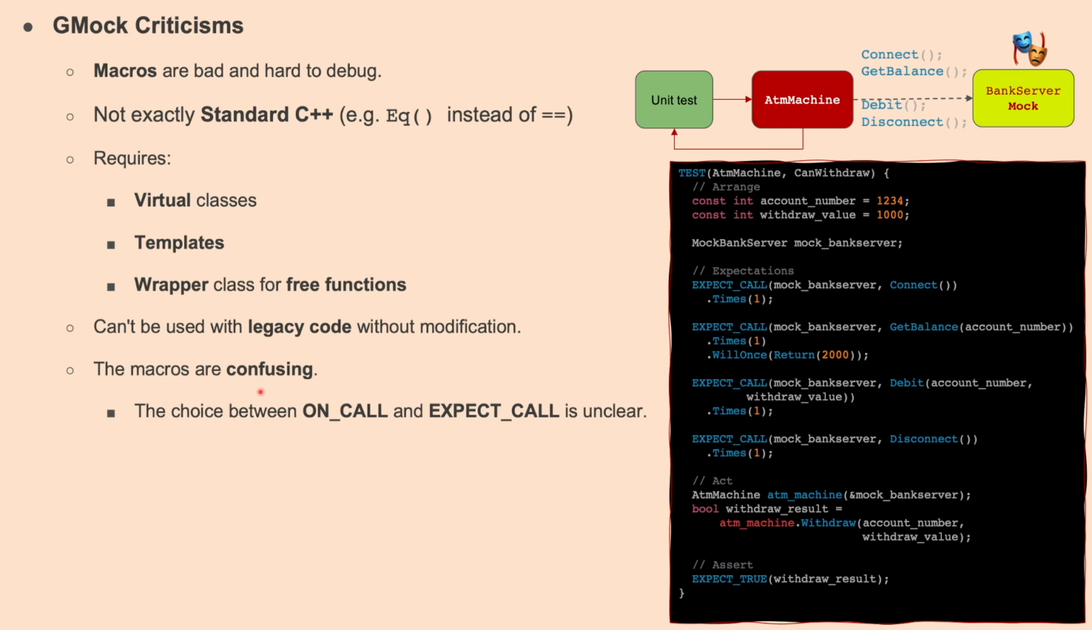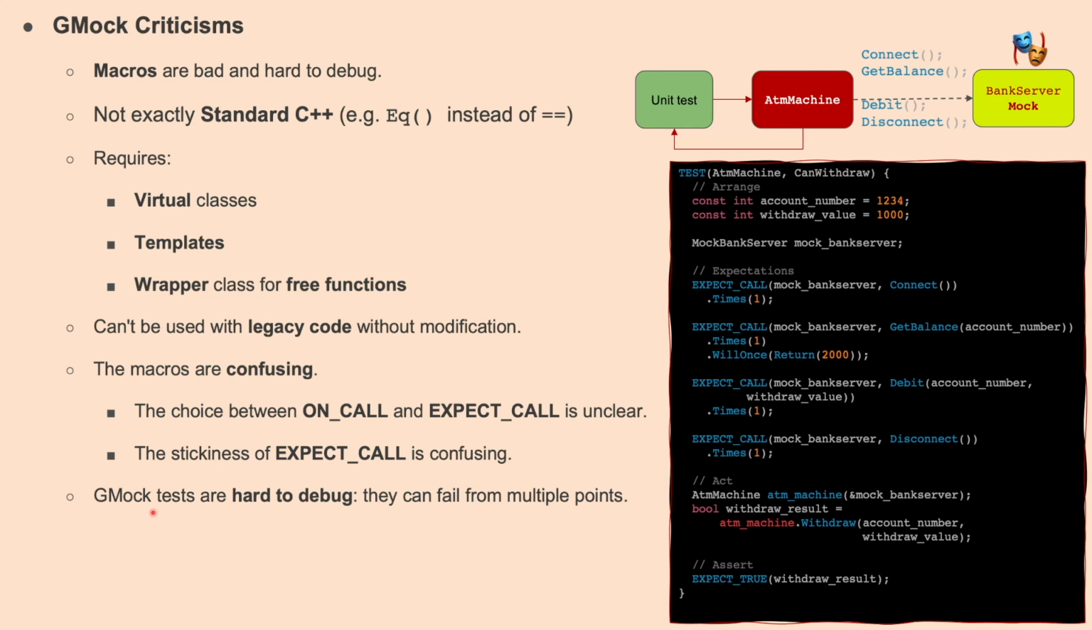Next, the macros are confusing. For example, I showed you that you have a choice between onCall and expectCall. It's not always clear where I should use expectCall, where I should use onCall. And in fact, Google documentation itself mentions that onCall is underused and encourages you to use onCall if you don't need to verify your calls. However, on the other hand, if you do use onCalls, as we saw, you will see a lot of warnings in your output, which I then showed you how to solve using a NiceMock. And the other thing that is one of the quirks of GMock is the stickiness rule for expect calls that, as I showed you, can be very confusing.